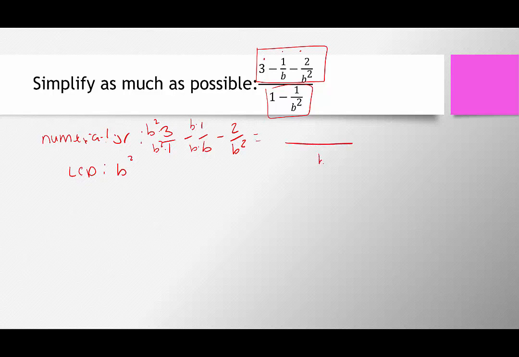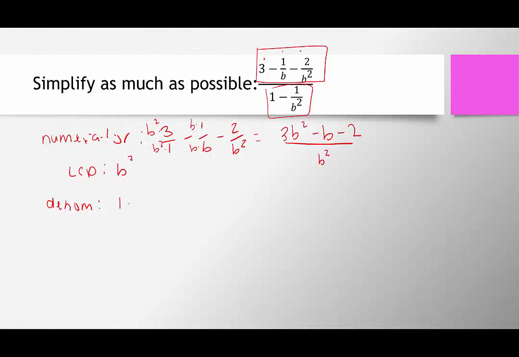So now I can write this as 1 term with a denominator of b squared, and we're going to just clean these up. That's 3b squared minus b minus 2. And that's it. Now it's 1 term. So we went from 3 to 1. Yay! Next, we're going to look at the denominator, and we're going to have to do the same thing.